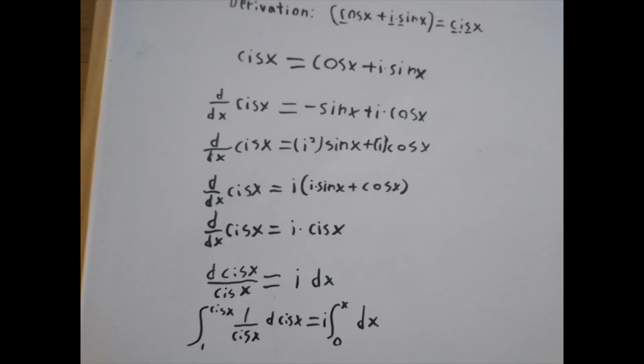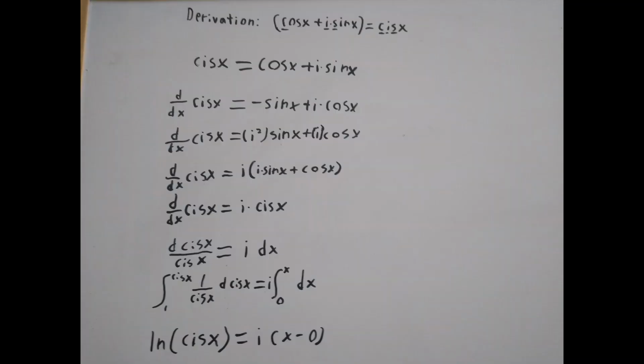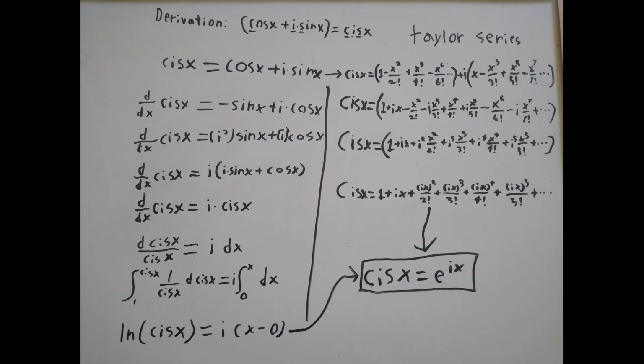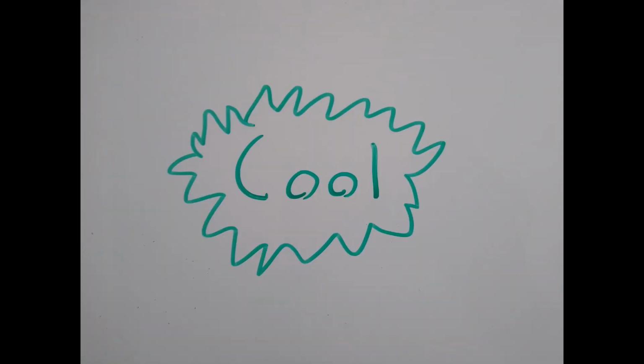Now you have two integrals, one on each side, and when taken, result in the natural log of cos x plus i sine x is equal to ix. Then on both sides you have e raised to it, and this results in Euler's formula. There is a second derivation that is more commonly used. This derivation involves a Taylor series, which is a series of k equals 0 to infinity of x to the k divided by k factorial, and the series equals e to the x. However, I find the first derivation easier to quickly understand.